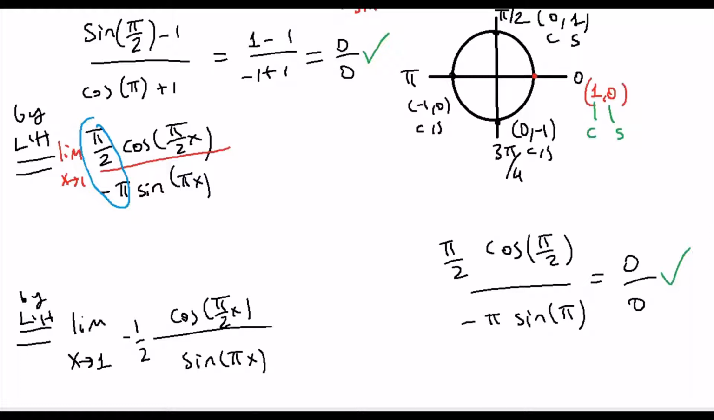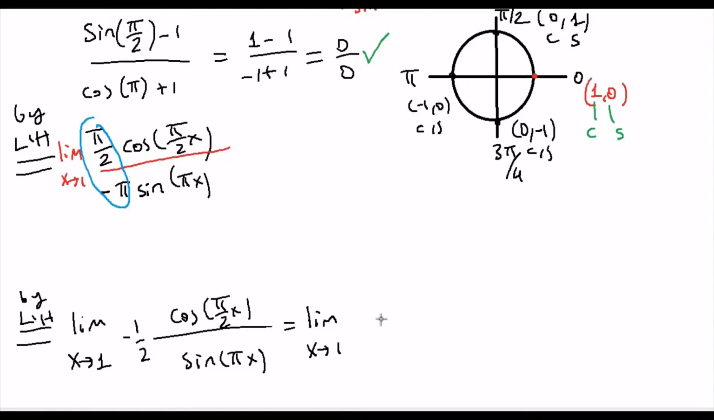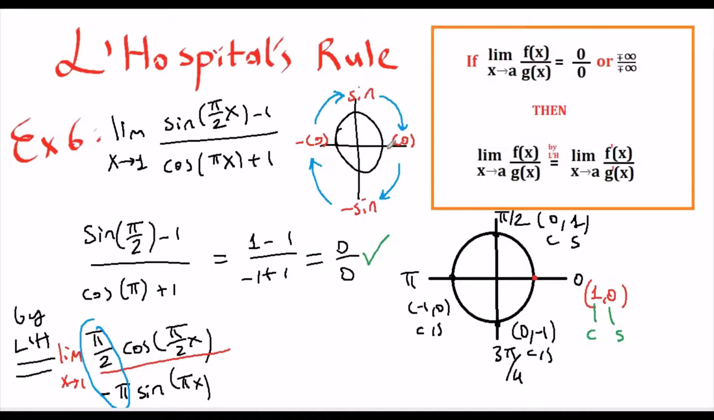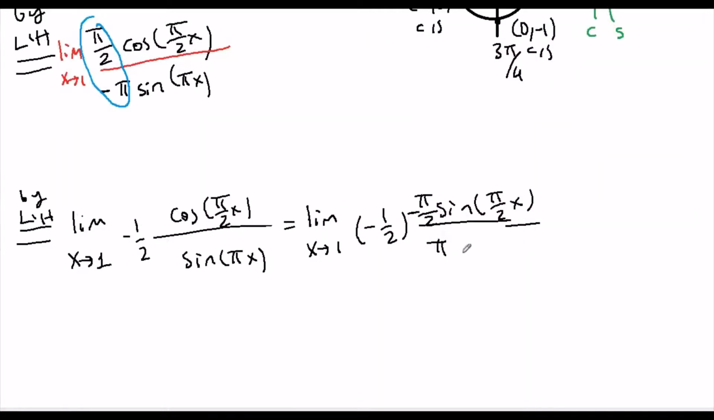Now we're going to take the derivative of this. The derivative of cosine is negative sine. Let's rewrite everything first. Limit as x approaches 1 of negative 1 half times the derivative of cosine, which is negative sine, times the derivative of the inside function, so pi over 2, and we have negative sine of pi over 2 x. The derivative of sine, if we go back here, is cosine. We go just one step clockwise. So this is going to be pi cosine pi x, because we're going to multiply by the derivative of the inside function. Now we're going to plug in 1.